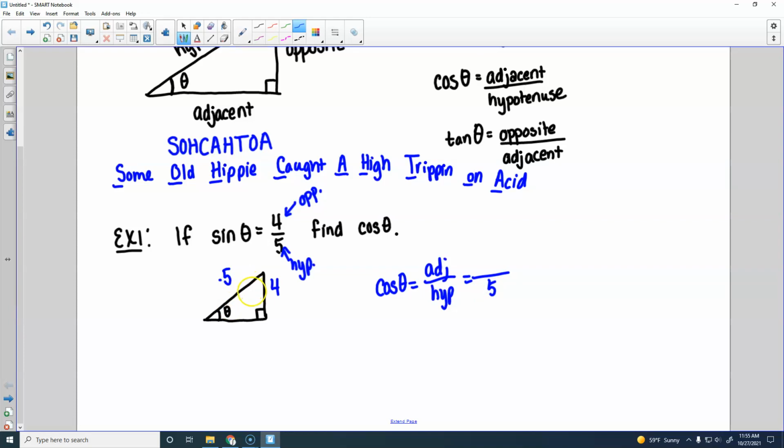Perfect. A squared plus B squared equals C squared, so A squared plus 4 squared equals 5 squared. You might even remember, does anybody know off the top of their head what it is? It's a 3 right there, because 3, 4, and 5 make a right triangle, but you can also solve that out. So the adjacent side is 3, so cosine would be 3 over 5.